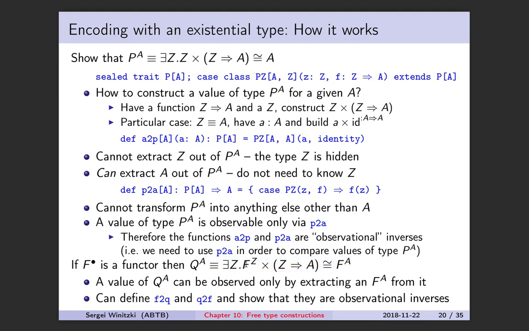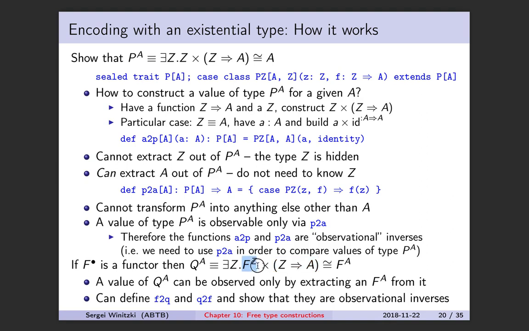And actually there's a stronger version of this equivalence, which is this. If you have a functor f, so this is not a free construction, this is just a given functor, then this is equivalent to that functor. And this is proved in a very similar way. The only way to observe a value of QA, in other words, to compute anything out of it, is to extract an FA out of it. You can extract an FA by taking FZ and doing fmap with this function. And you can't extract anything else.